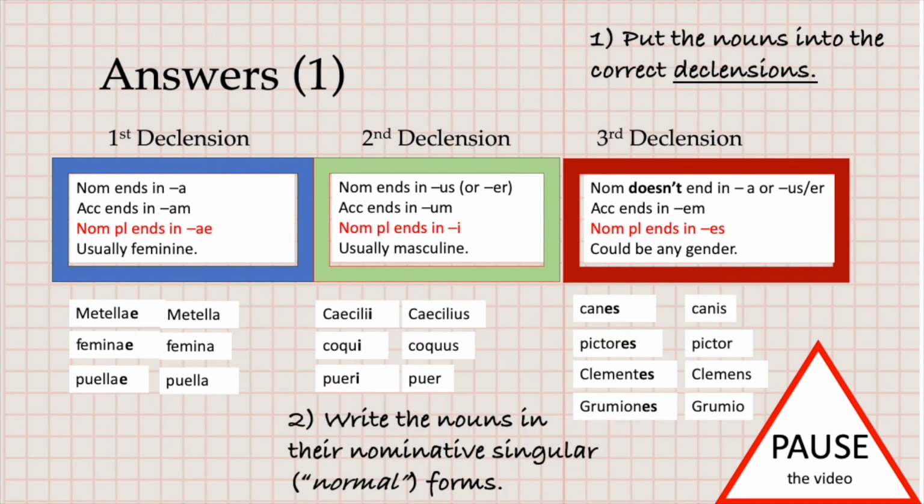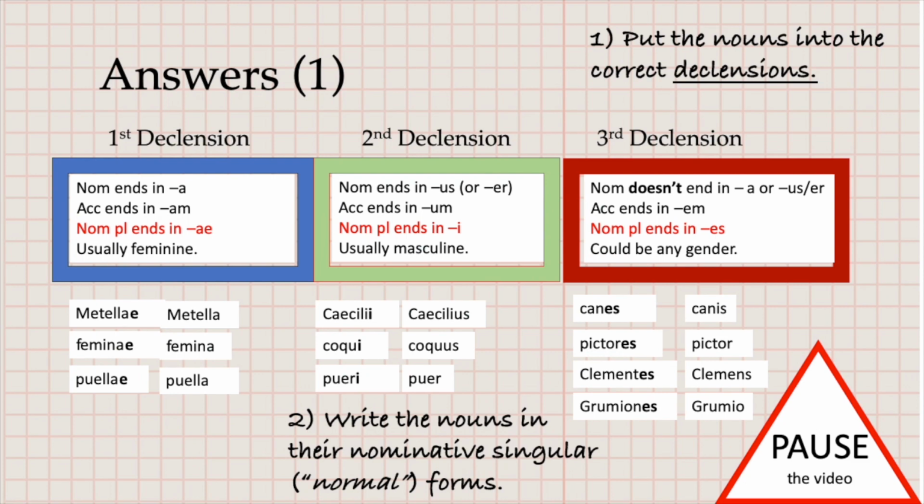Okay then, here's your answers. I hope that wasn't too bad. You can see that we've got metelli, feminae and puellae in the first declension. And making those singular, well, you remember metella, we've got femina and puella. Then we have the caecilii, coqui and pueri. And they're from caecilius and coquus and puer. And then the third declension ones require you to remember a little bit of vocabulary, because canes goes to canis, pictores comes from pictor, clementes is from our friend Clemens, and grumiones is from grumio. Hope you got those all right then.